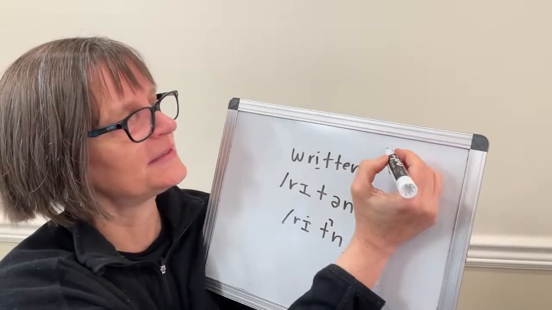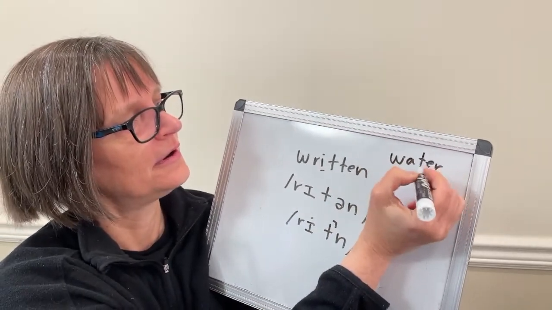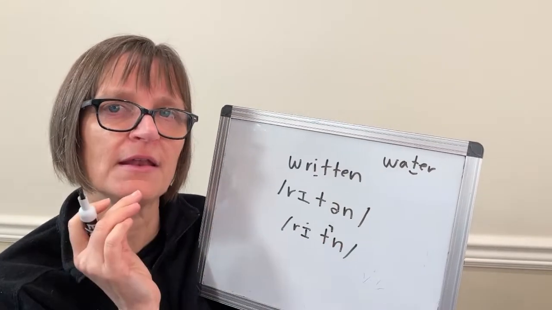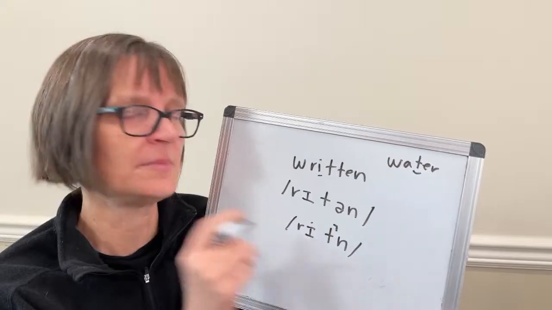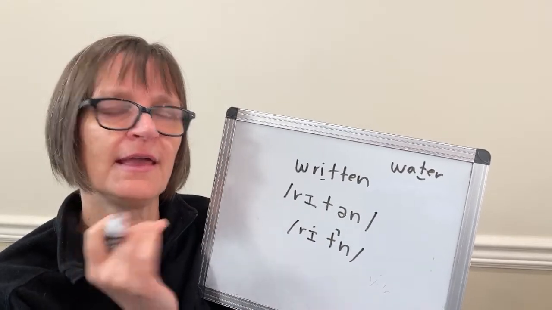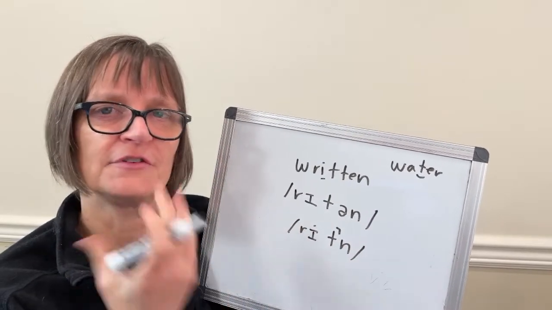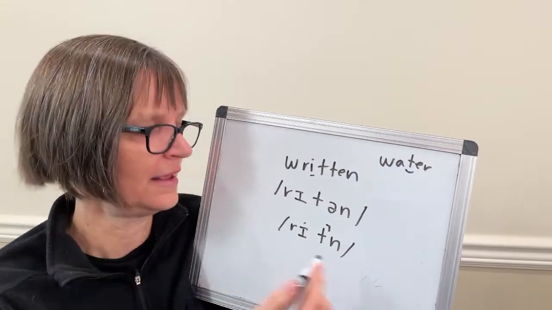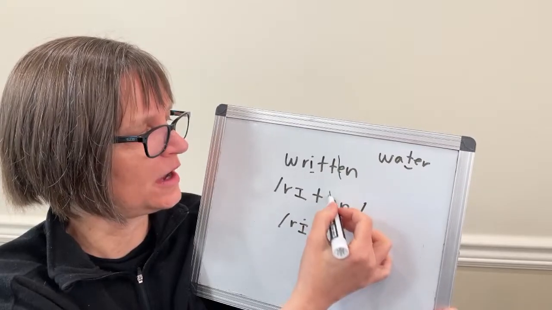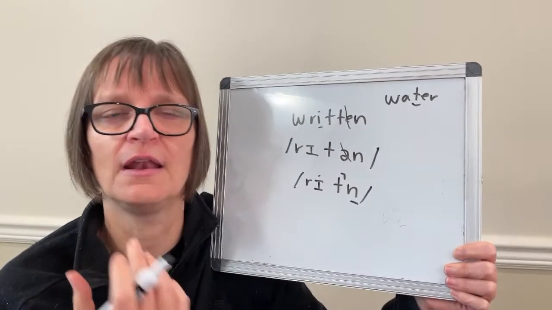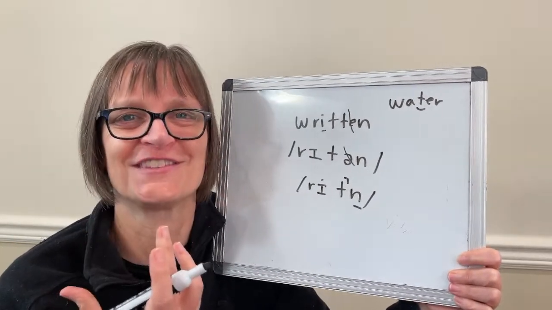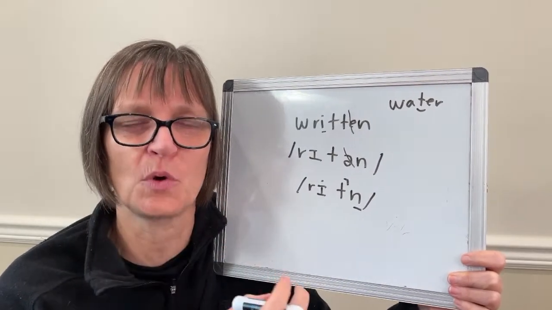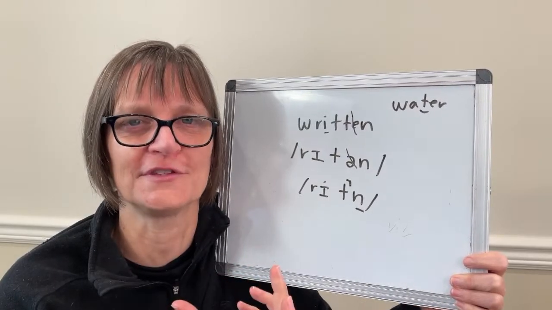Versus if I'm saying something like water, I'm going to hear a flap there. It's going to sound more like a D, water. In written, I go up to make that T, written, and then I don't let the T out. There's no burst of air, not written with a T, but written. And then I don't really say the schwa here. I just go directly to the N sound. It functions like a syllable. The letter N is syllabic N, meaning it's both the consonant and the vowel sound, the full syllable, written.